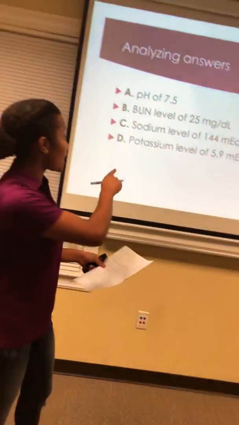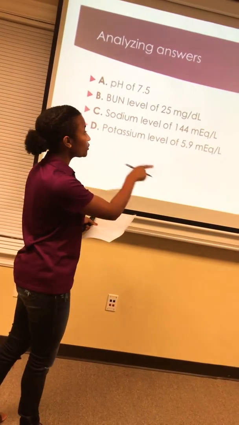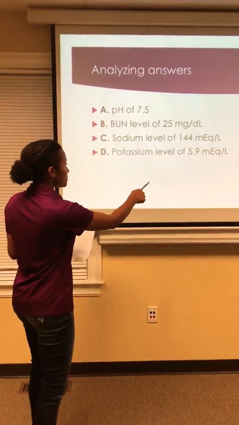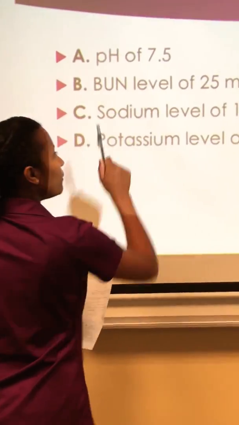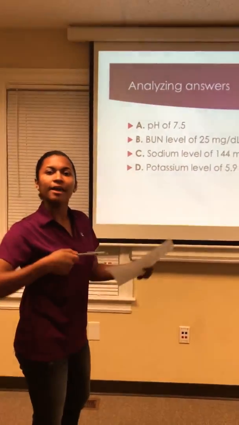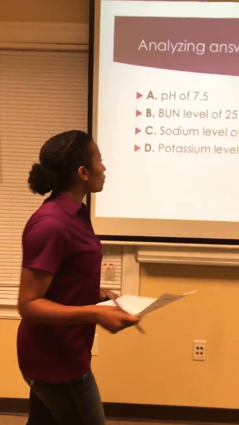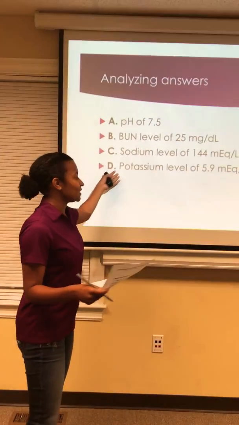All right, in D, a potassium level of 5.9. That's an elevated potassium level. We know the potassium level is 3.5 to 5. So are we concerned about this? Yes, we are, because we mentioned the cardiac dysrhythmia when it comes to AKI. So our answer is obviously D.